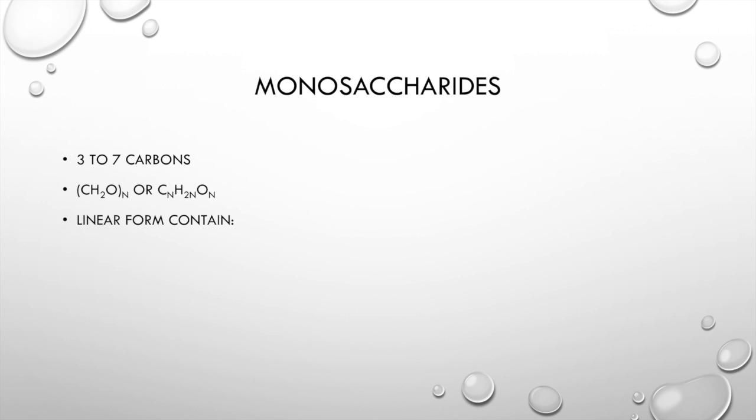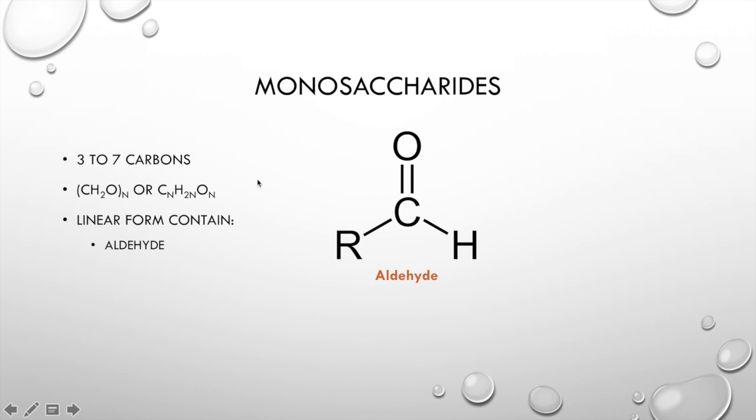We can have linear forms of monosaccharides, but the linear forms of the monosaccharides contain one of the following functional groups. So they can either contain an aldehyde, and an aldehyde looks like this. So it is a C double bonded to an O and then an H. And then the R is the rest of the monosaccharide.